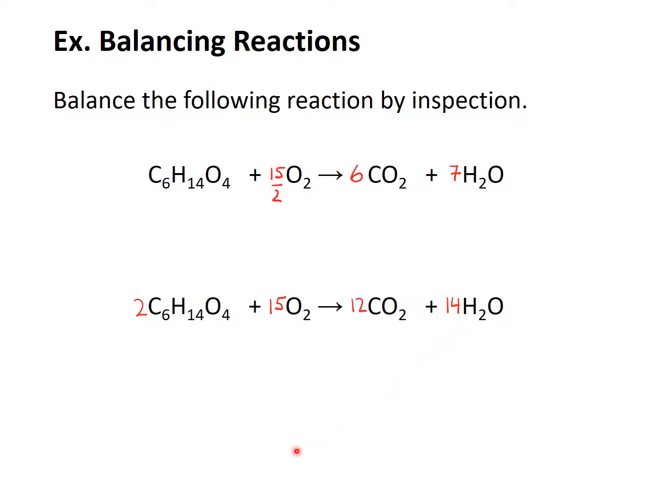Last step here is to check that the reaction is balanced. So here we have 2 times 6 is 12 carbons on the left. We have 12 carbons on the right. We have 2 times 14 is 28 hydrogens on the left, and we have 14 times 2 is 28 hydrogens on the right. Lastly, we'll take a look at the oxygens. We have 2 times 4, which is 8 oxygens, plus 15 times 2, which is 30 oxygens on the left. And we have 12 times 2 is 24 oxygens on the right, plus 14 oxygens, giving us 38 oxygens on the right, and the reaction is balanced.